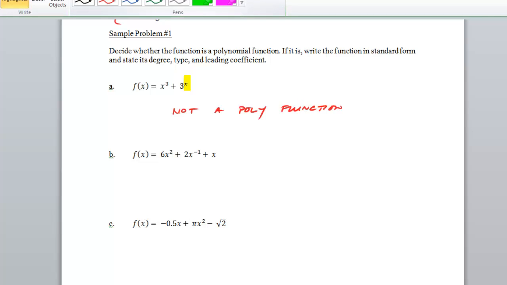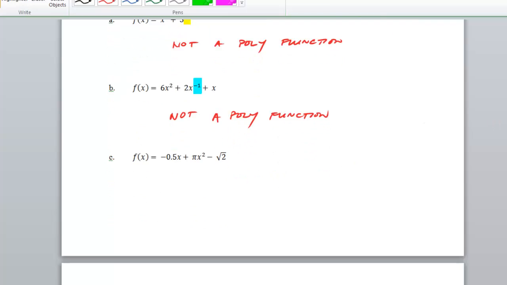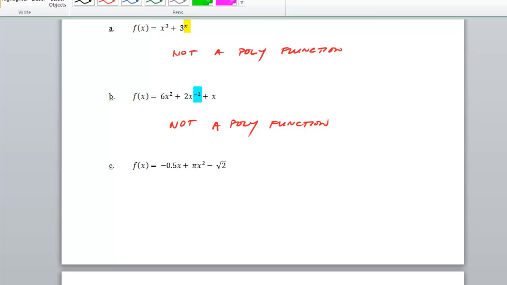There's no need trying to rewrite anything. As well with part B, we have an exponent that is a negative. Now the negative is an integer, but is not a whole number. And so again, that is not a polynomial function. Lastly, we have C, and this is one that usually tricks people up because they see the pi and they see the radical and they see the various strange symbols, and they think to themselves that it wouldn't be a polynomial function.